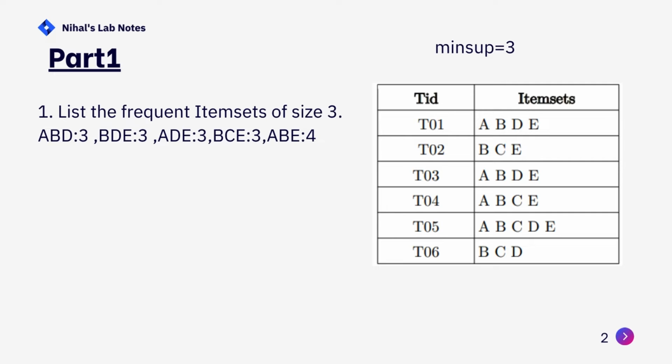For the first transaction, we have already taken all the possibilities. Let's move to the second transaction. Let's take BCE. It appears in T02, then T04, then T05. So its support is 3. For transactions 3, 4, 5, 6, they're already taken, or their support is under 3, so we cannot take them. So this is the list of the frequent item sets of size 3. It's all that we can take from this transactional database.